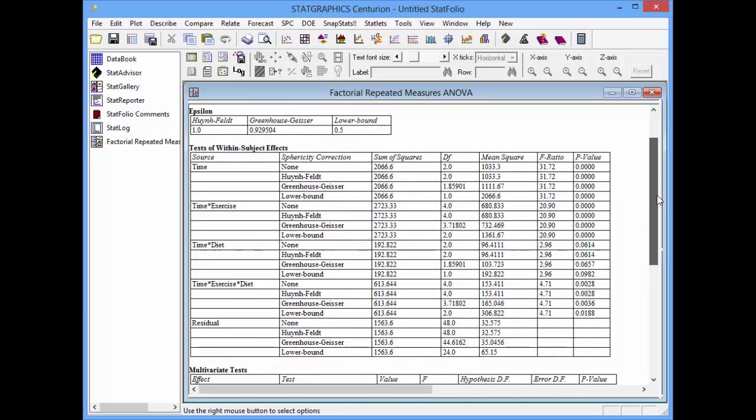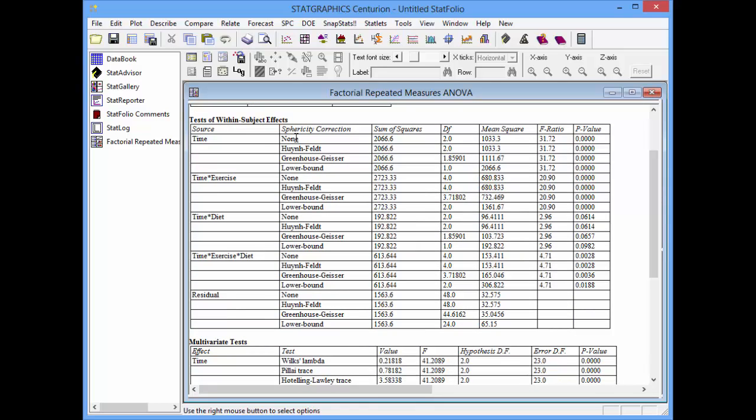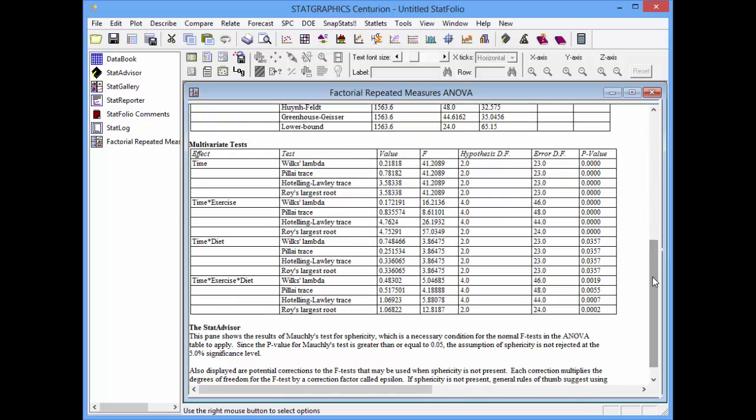In the table below the epsilons, you see the tests of the within subject effects. If you picked, for example, the Greenhouse-Geisser correction, then this p-value here would be used to test the statistical significance of time. Included in this table is time and any interaction involving time. An alternative approach would be to use a multivariate test, the same sort of test you use if you were doing a MANOVA. A common test to use is Wilks' Lambda, and you can see there's a p-value associated with each of these effects.